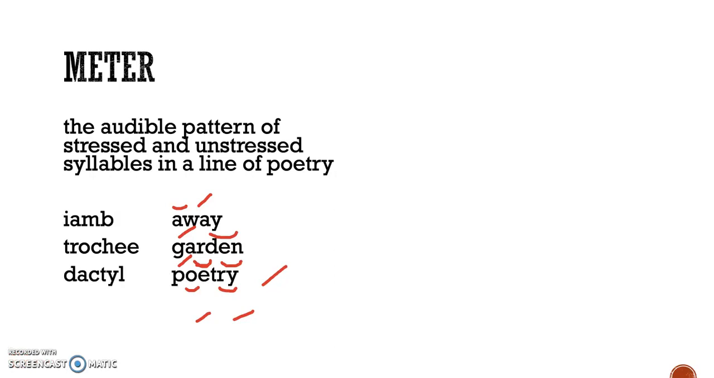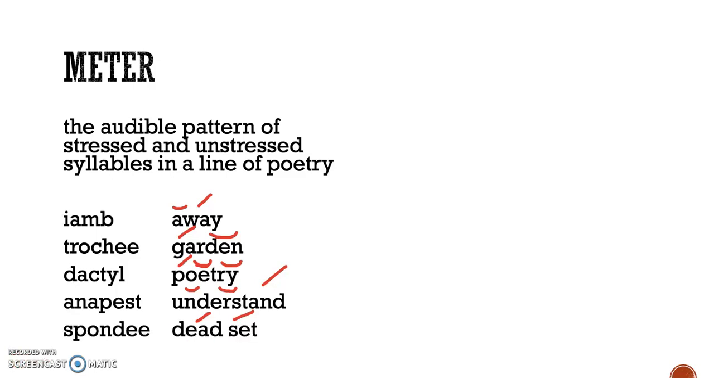A dactyl has 3 syllables to it, and it goes stressed, unstressed, unstressed. So poetry. Anapest is the opposite of that. It's 2 unstressed syllables and then stressed. Understand. And lastly, a spondee is 2 stressed syllables in a row. Dead set. You say both of those loudly.